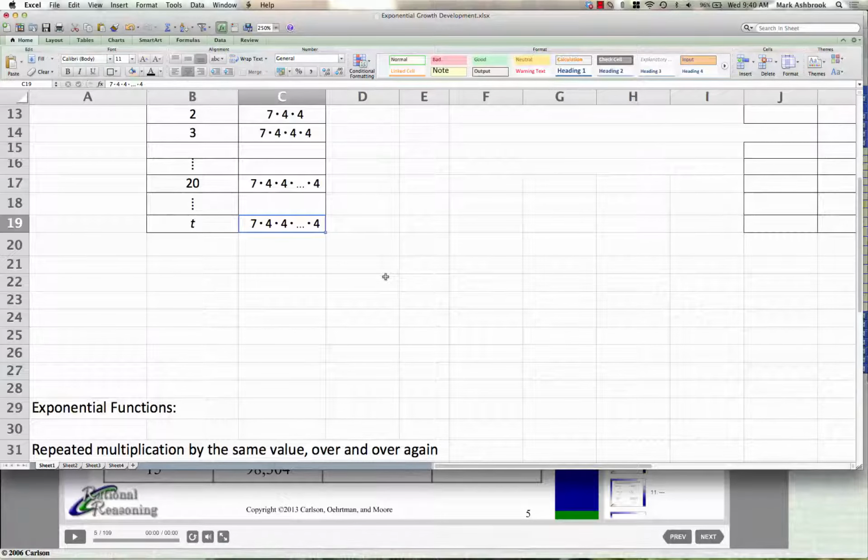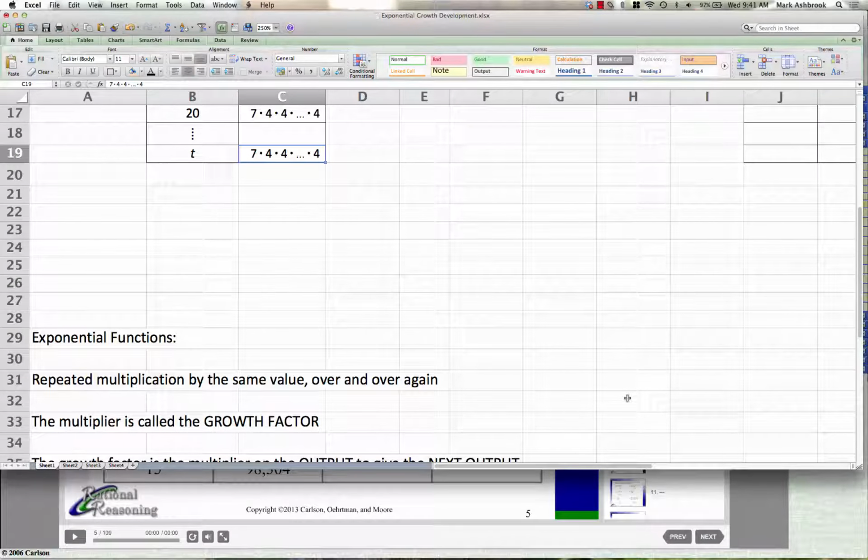So let's summarize down there at the bottom. See that at the bottom? Exponential functions, what is it about? It's about repeated multiplication by the same value over and over again. So exponential functions are about multiplication. All right? And what is that multiplier called? What do we call it? Growth factor. The multiplier is called the growth factor.